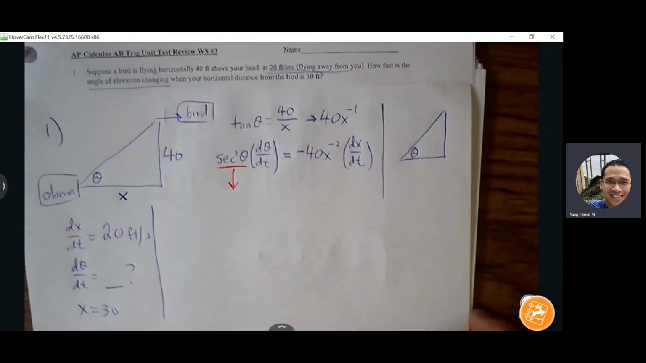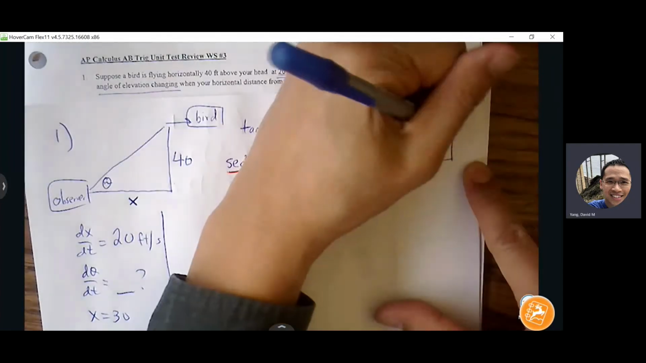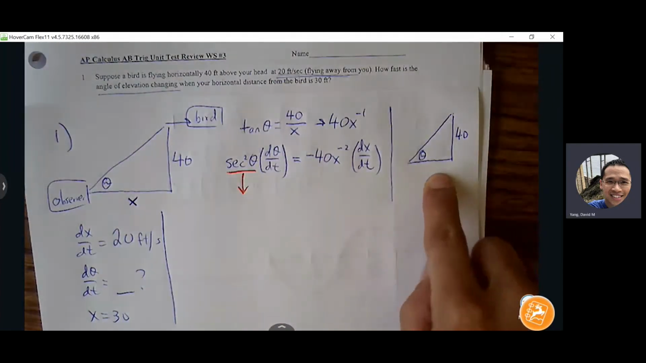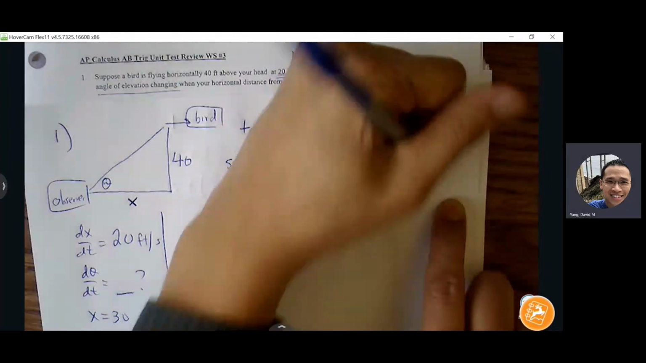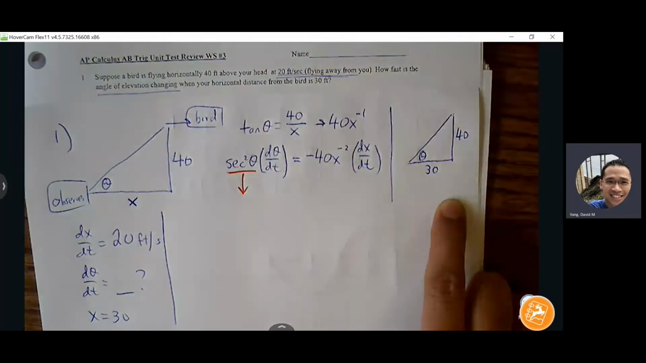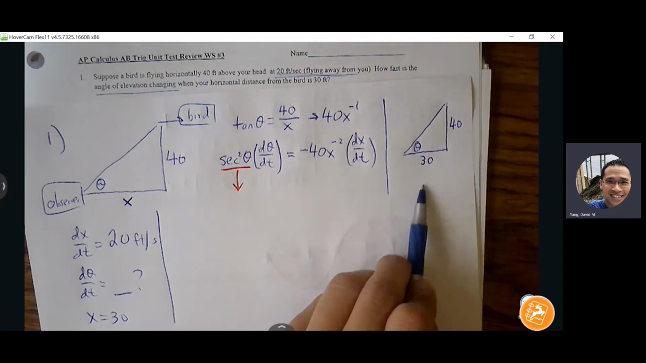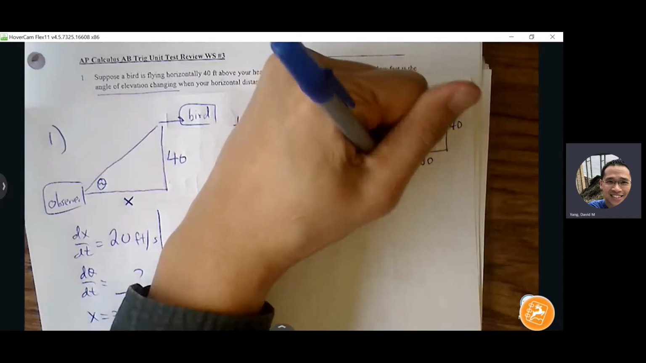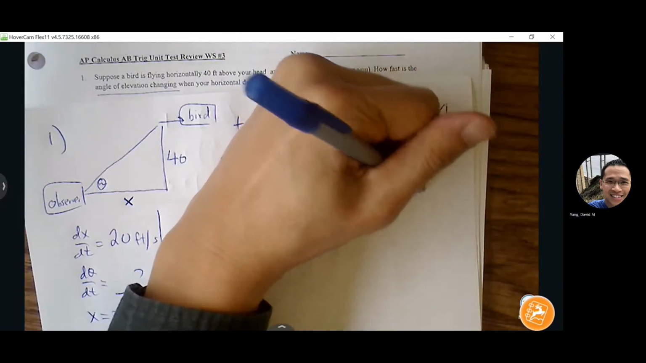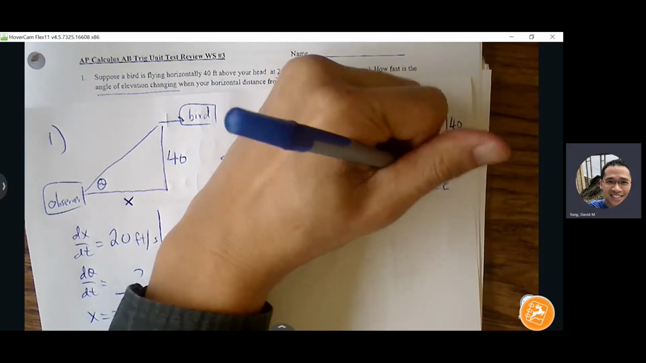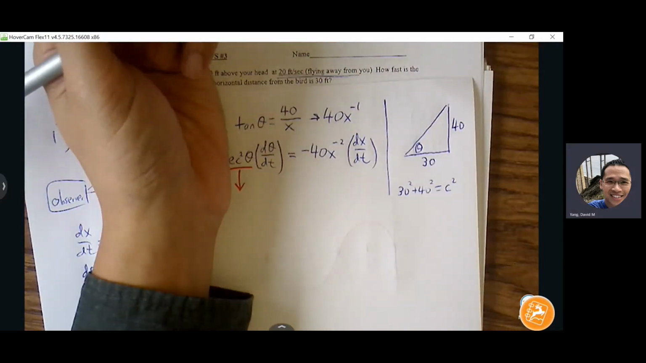Okay, so let's fill out all the sides. We know the height is 40. What is the x value at this moment in time? 30. So you're always going to be given enough information to find that third side. Okay, and Pythagorean theorem is how you're going to get to that third side. A squared plus b squared equals c squared. You can recognize this as a variation of the 3, 4, 5 triangle.